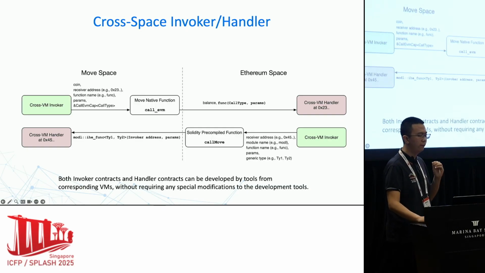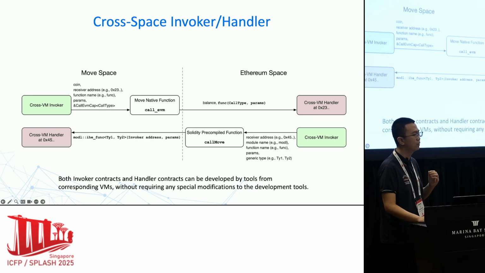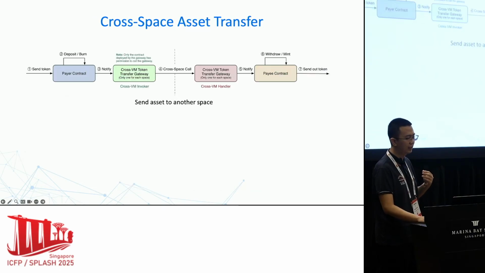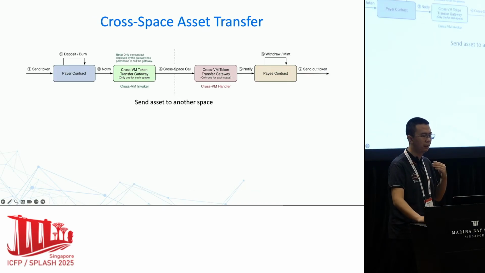So both the invoke contract and the handler contract can be developed by the tools from the corresponding virtual machines. They are fully compatible. Because here, what we do is not to change any language features. What we do is just introduce two system APIs. So with such underlying support, we can support some application level needs.